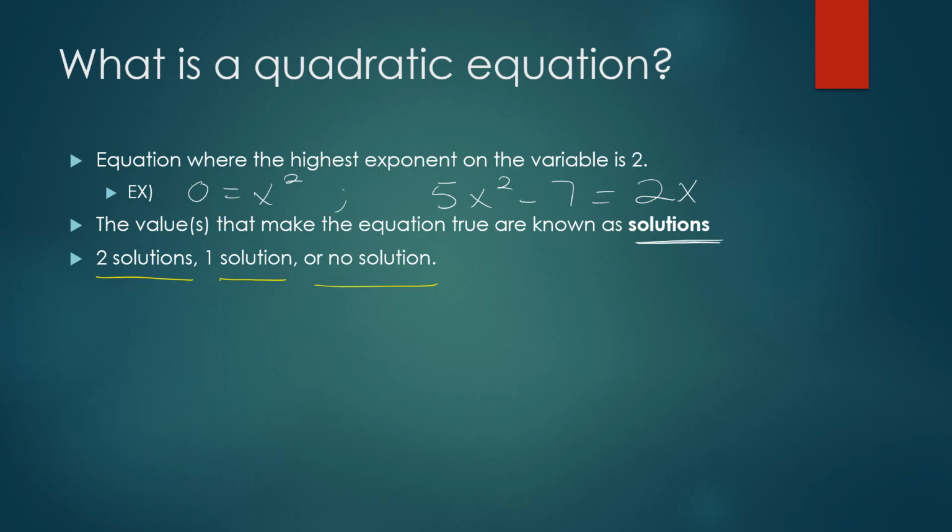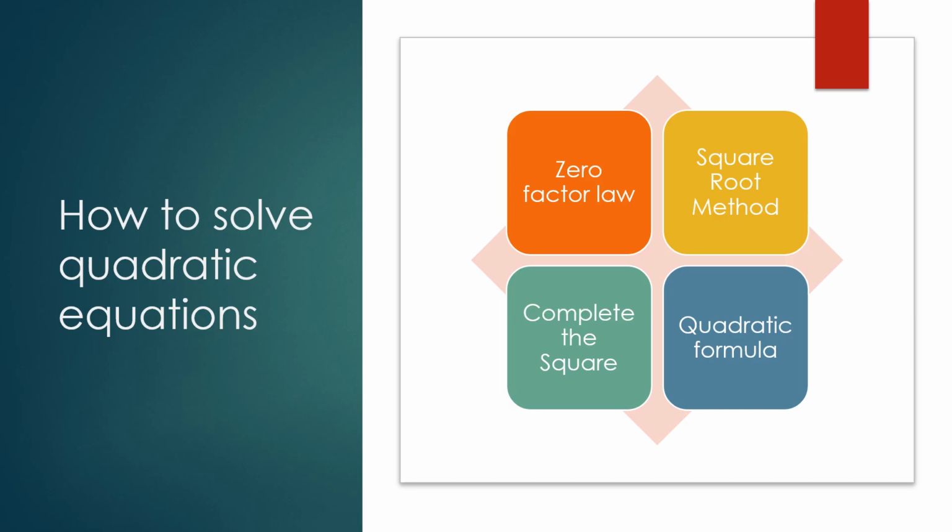Now, there are 4 different ways we can solve a quadratic equation, at least the ones that are most common. There is the zero factor law, square root method, complete the square, and quadratic formula. We will be focusing on the zero factor law and quadratic formula.